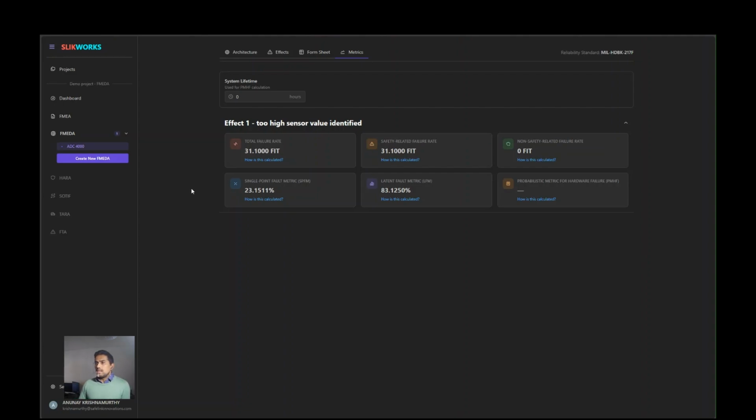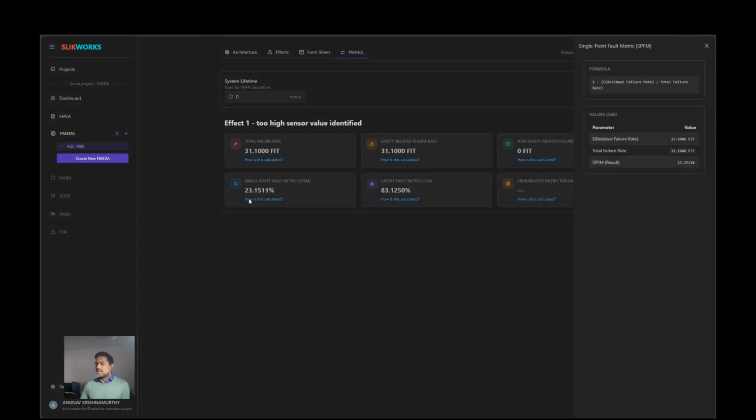Then we need to calculate the single point fault metric. How is this calculated? There is a formula for this. The formula is SPFM is equal to 1 minus the residual failure rate divided by the total failure rate. In our example, the residual failure rate comes to this value. The total failure rate is 31, which comes from here. When you calculate this, it says it's 23.15%.